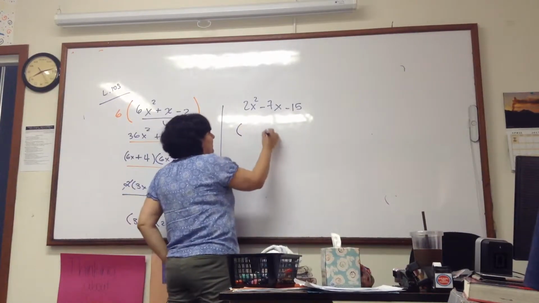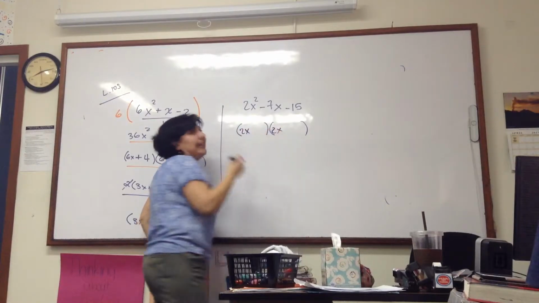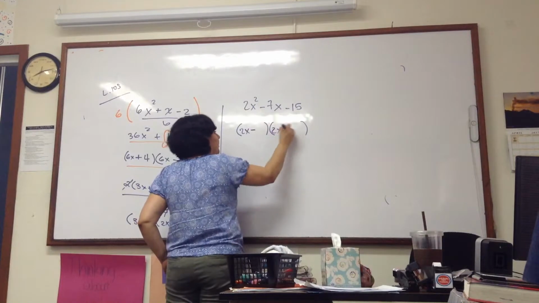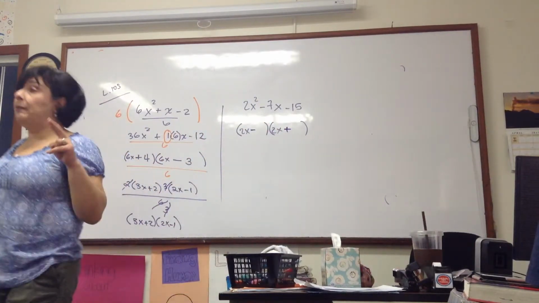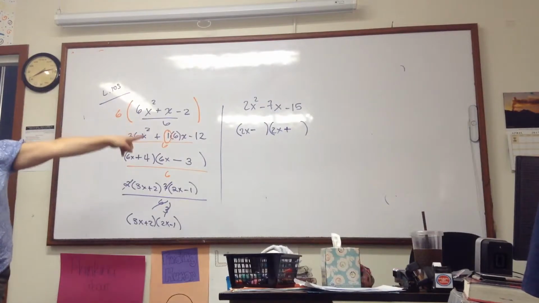So I'm going to get 2x and 2x, because that is the whole point of multiplying times 2. I still have a minus and a plus. Now I need two numbers that multiplied give me 30, 8 and 5, and added give me 7.